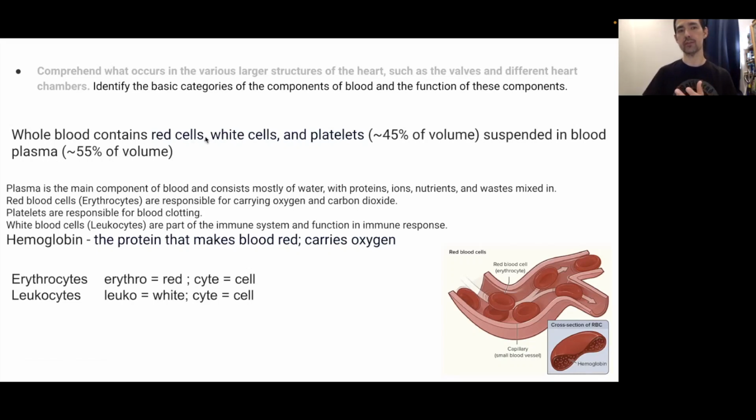Whole blood contains red cells, white cells, platelets, suspended in blood plasma. Plasma is 55% of volume. This sentence here leaves out hemoglobin. So plasma is the main component of the blood, consisting mostly of water. There's stuff in the water. It's not just pure water. There are proteins in there. There are gases, ions, nutrients. There's also waste. Nutrients can be things like sugar.